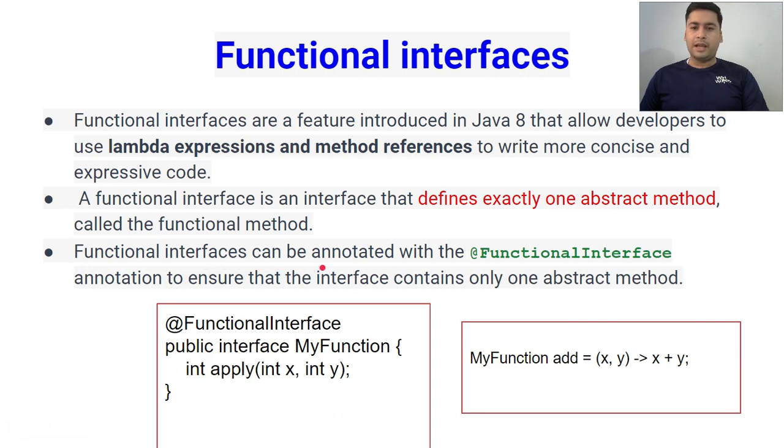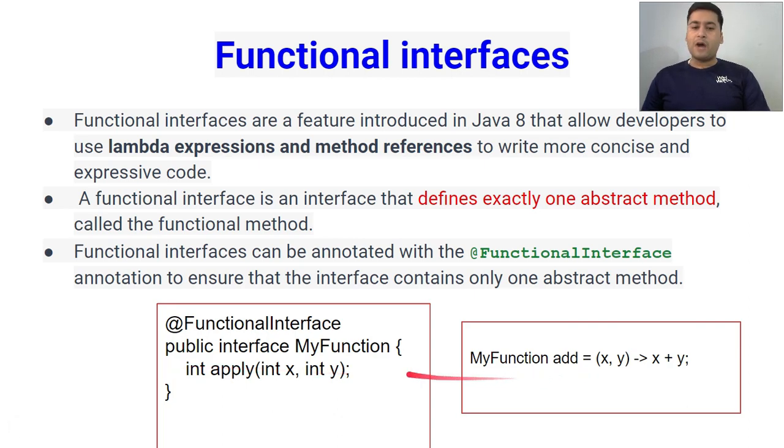A functional interface can be annotated with @FunctionalInterface annotation to ensure that the interface contains only one abstract method. You can see the example here: this is a functional interface, because MyFunction is an interface, and inside this interface there is only one abstract method, which is apply. And you know already, we have not given the abstract keyword here, but still in the interface the compiler will automatically put public abstract. Got it? Okay, so these are the things you have to know.